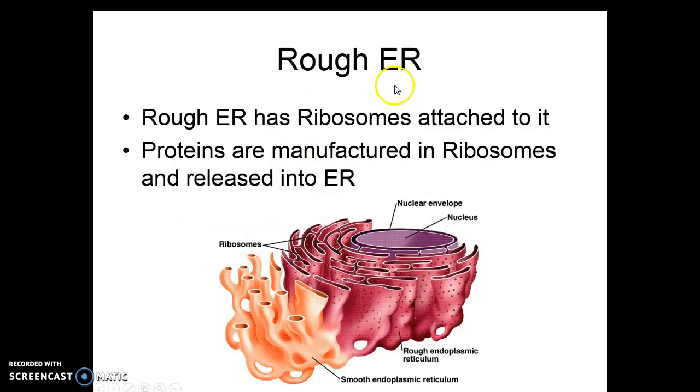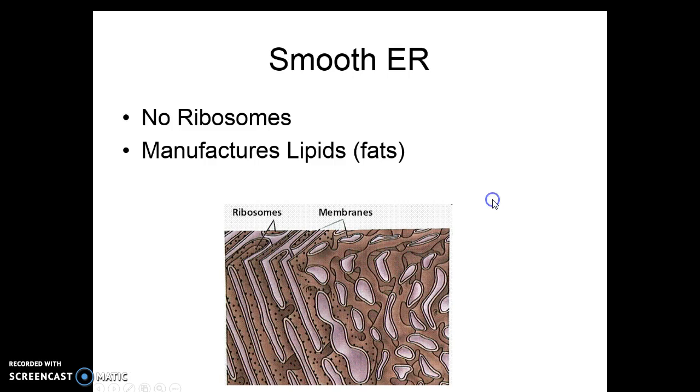We have two parts to the endoplasmic reticulum. We're just going to call it the ER because that's easier to say. The rough ER has ribosomes attached to it. Here we can see the pieces of the ER, and all those little dots represent ribosomes. The ribosomes use the RNA from the nucleus to manufacture a protein, and they release the protein into the inside of the endoplasmic reticulum. So it's not floating around loose in the cell, it's contained inside the ER.